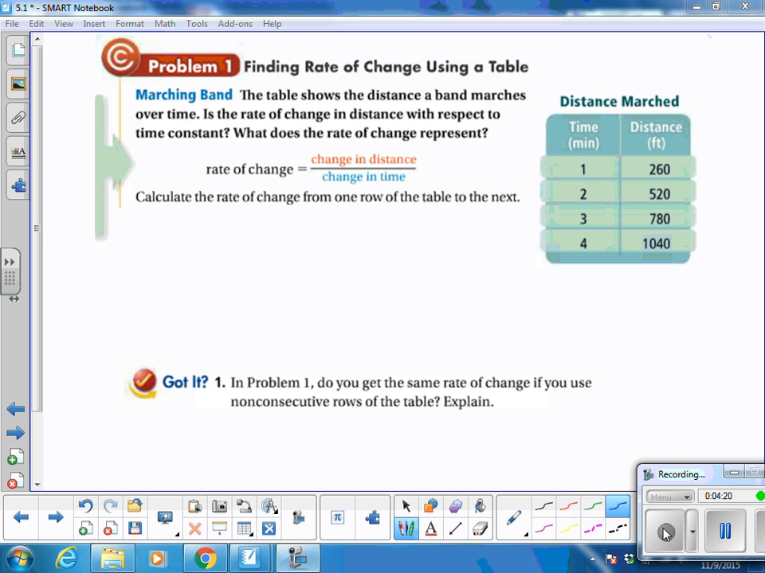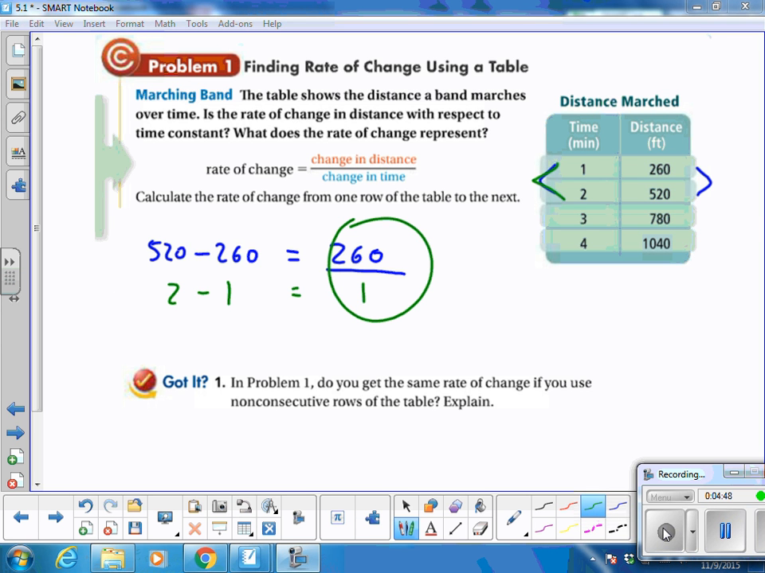I can find that out by comparing these two here. So I can see that 520 minus 260 is going to be 260. And then I want to compare these two as well, representing my change in time. So it's going to be 2 minus 1, which is going to be 1. And I can see that my rate of change from one row of the table to the next is 260 over 1.